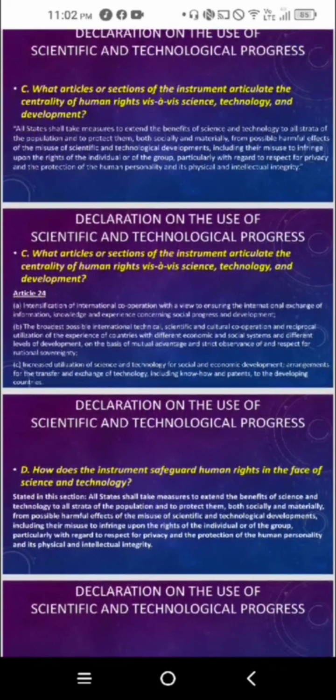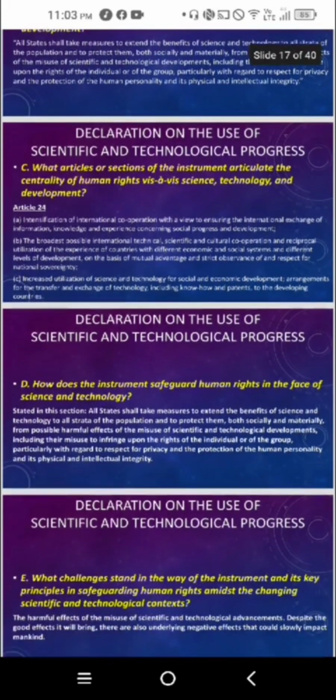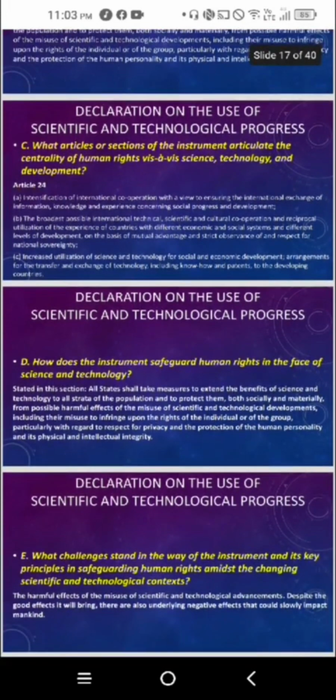All states shall take measures to extend the benefits of science and technology to all strata of the population and to protect them, both socially and materially, from possible harmful effects of the misuse of scientific and technological developments, including their misuse to infringe upon the rights of the individual or of the group, particularly with regard to respect for privacy and the protection of the human personality and its physical and intellectual integrity.